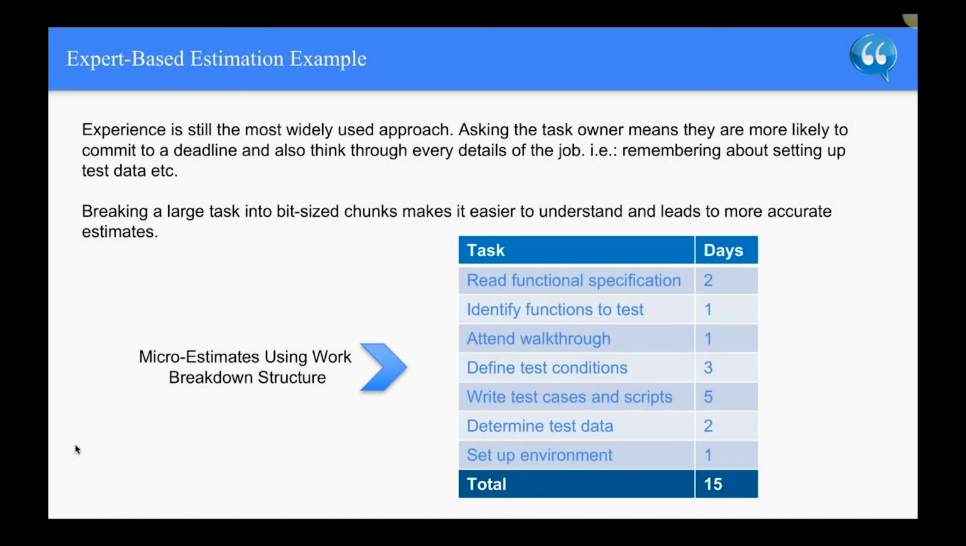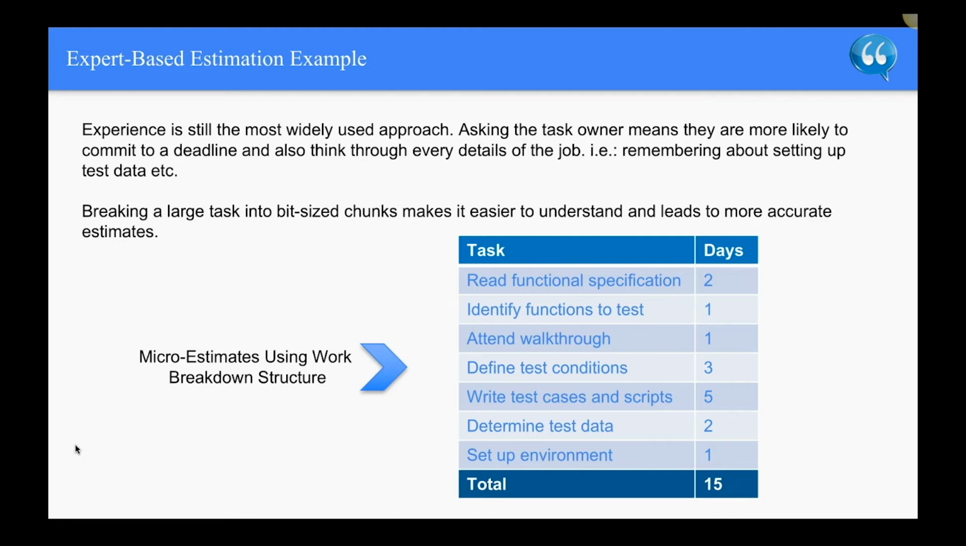Expert-based estimation example, based on a micro-estimate using a work breakdown structure. Experience is still the most widely used approach. Asking the task owner means they are more likely to commit to a deadline and also think through every detail of the job, for example, remembering about setting up test data. Breaking a large task into bite-sized chunks makes it easier to understand and leads to a more accurate estimate.